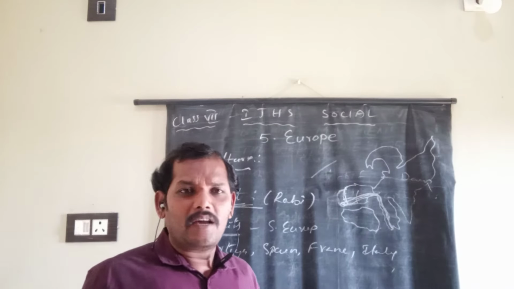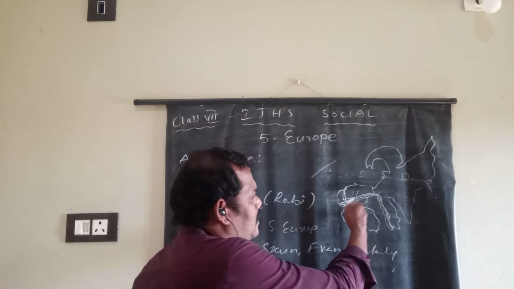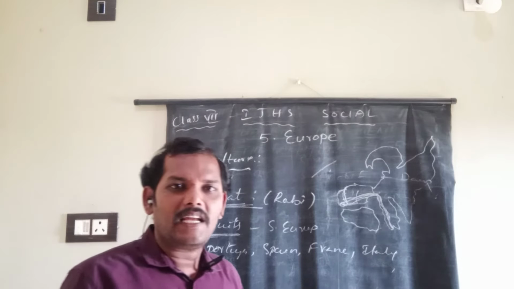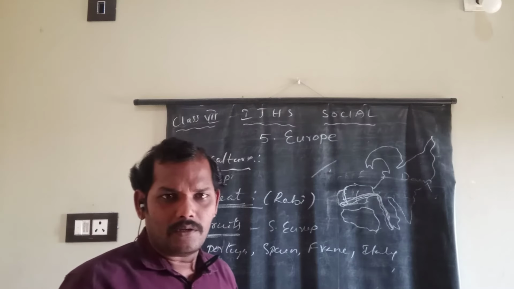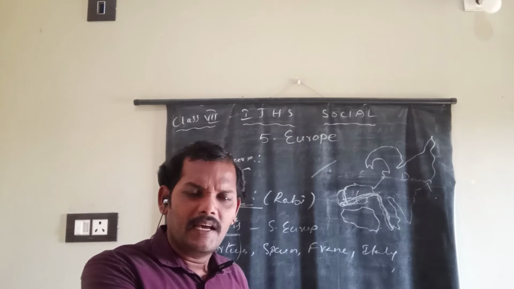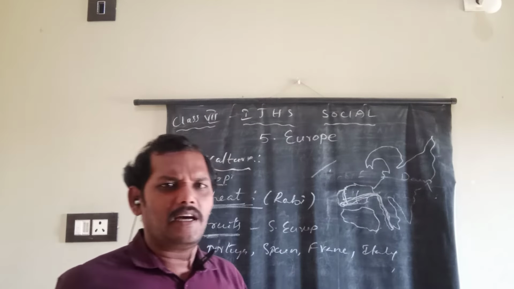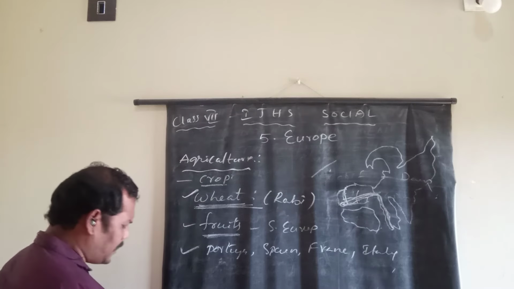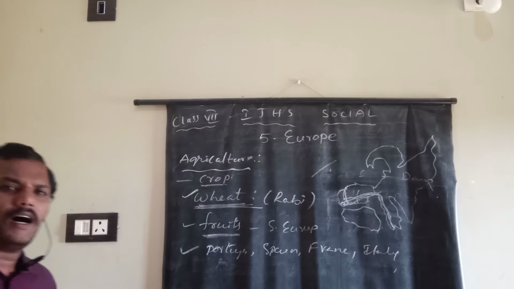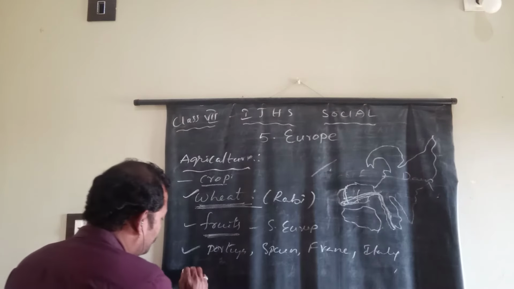If the exam asks why the people of France and Italy grow fruits, because the climatic conditions help to grow fruits. Why? It is influenced by the Mediterranean climate. In that particular region, the people grow fruits. Okay, next one. And in Russia, in some countries, the people grow beetroot crops.